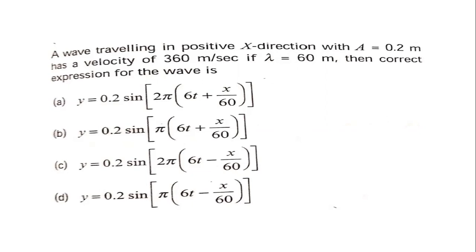A wave traveling in positive x direction with amplitude 0.2 meter has a velocity of 360 meter per second. If wavelength is 60 meter, then the correct expression for the wave is. There are options given there. Just go through the options.